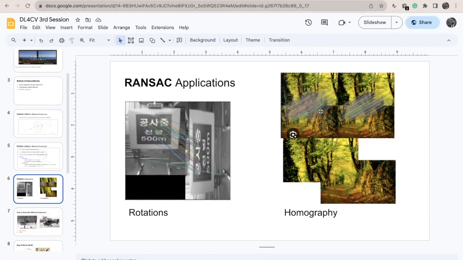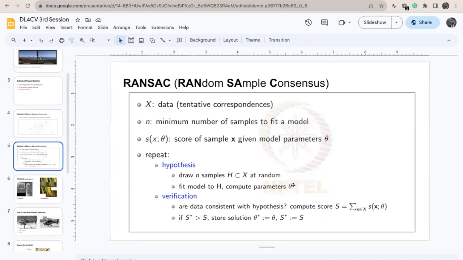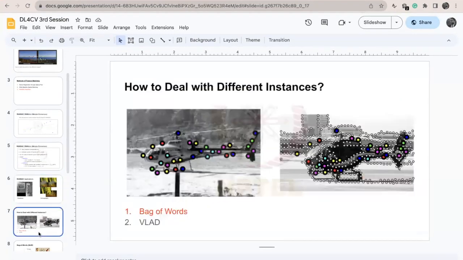What they did is that they used the RANSAC algorithm to merge these two images and get a bigger image. So this is homography, and to do that we do that. But the problem came when the object is the same type of object, but the exact object is different. So if you see here, it's a different instance of the same object.